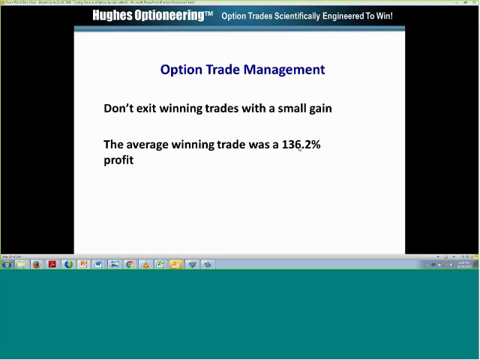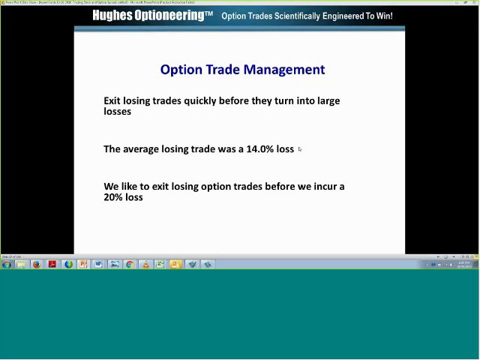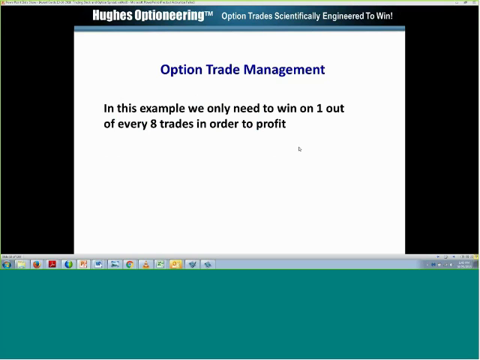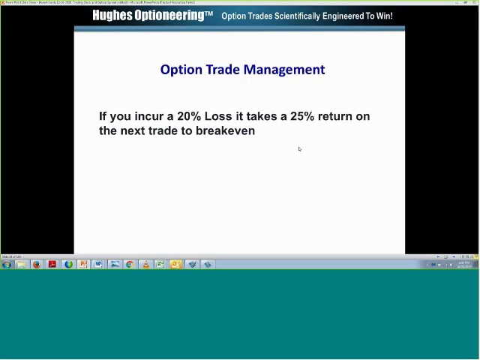So we don't exit when we have a small gain in an option. We'll hold on to it. On the other hand, if we have a losing trade, we'll exit that quickly before it develops into a large loss. So in this case, our average loss was 14%. Those are just examples of our money management rules in action. And in this example, we only need to win on 1 out of every 8 trades in order to profit, because our average winning trade, 136%, was so high.